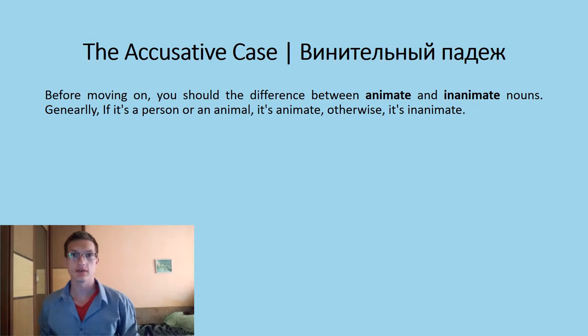So now the accusative case. Винительный падеж. So before moving on, what you need to understand is the difference between animate and inanimate nouns. So generally, if it's a person or an animal, it's animate. Otherwise, it's inanimate. So that's easy.